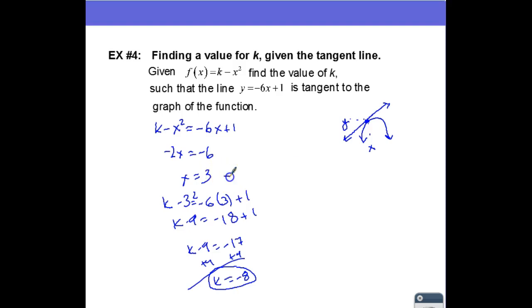So x is 3. What would y be? So y is going to be f of 3, which is equal to k, which is negative 8, minus x squared, which is 3 squared, and that was negative 17. That was the value that we had down here. So 3 comma negative 17 is going to be my point of intersection.